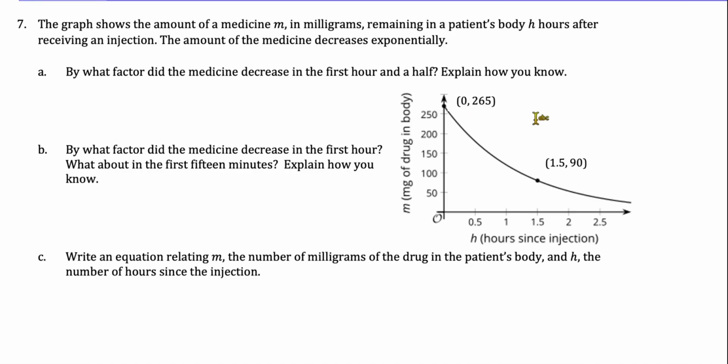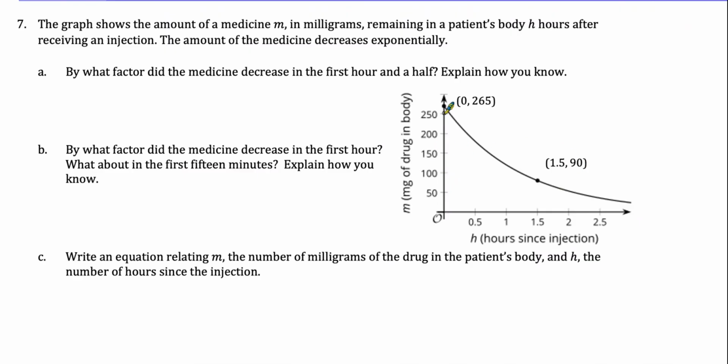On number 7, we are given a graph and asked a few questions about this graph. The graph represents the amount of medicine left in a patient's body so many hours after this medicine was injected. Now, by what factor did the medicine decrease in the first hour and a half? Well, those are the 2 points that we're given. We're given the initial value, and then the amount left in the system 1.5 hours later.